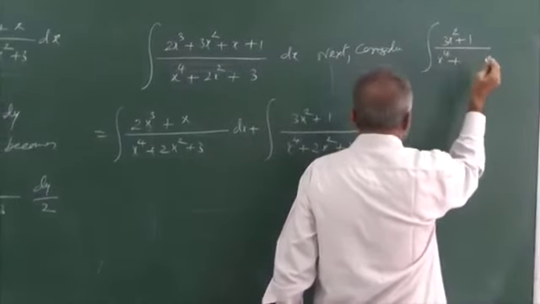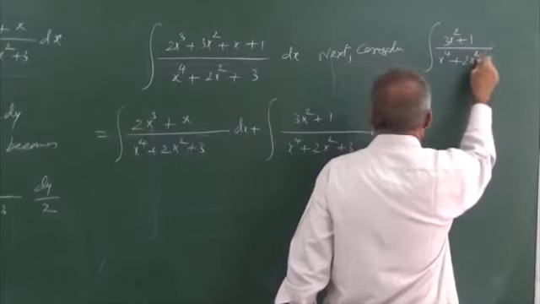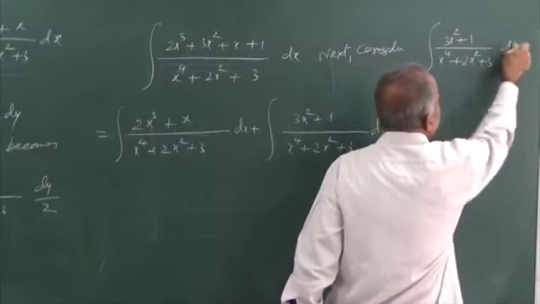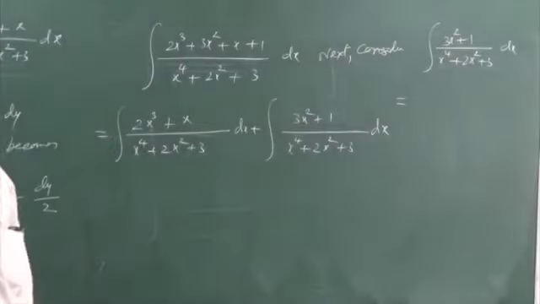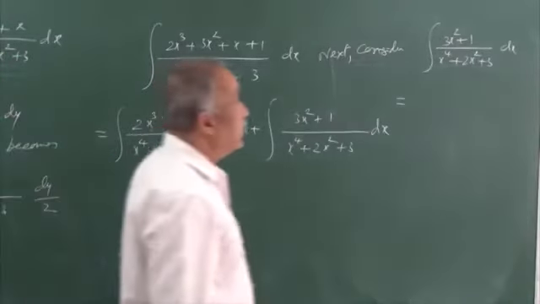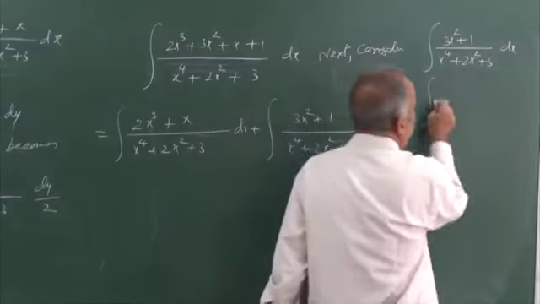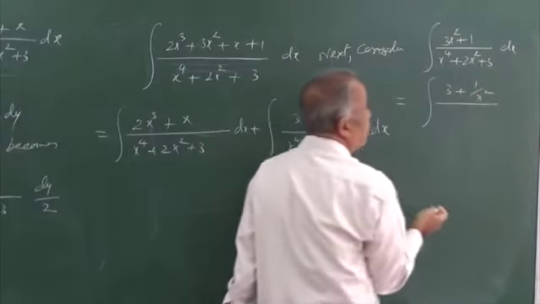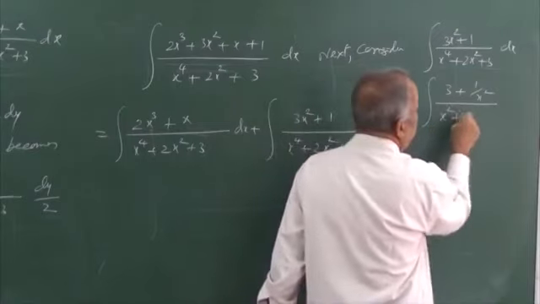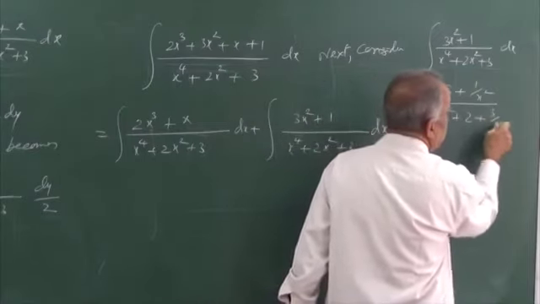(3x² + 1) divided by (x⁴ + 2x² + 3). Procedure already explained once. Divide numerator and denominator by x² to obtain the integrand as (3 + 1/x²) divided by (x² + 2 + 3/x²).